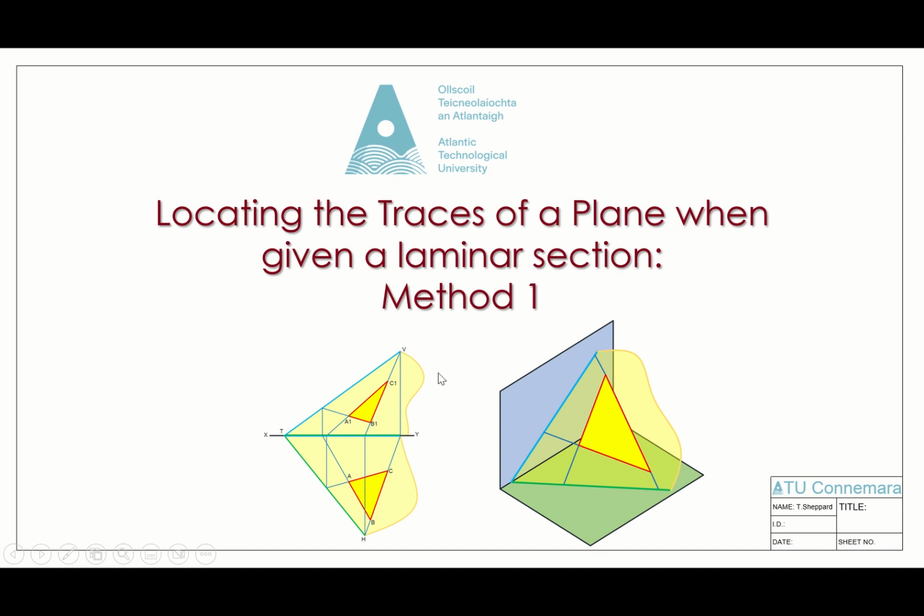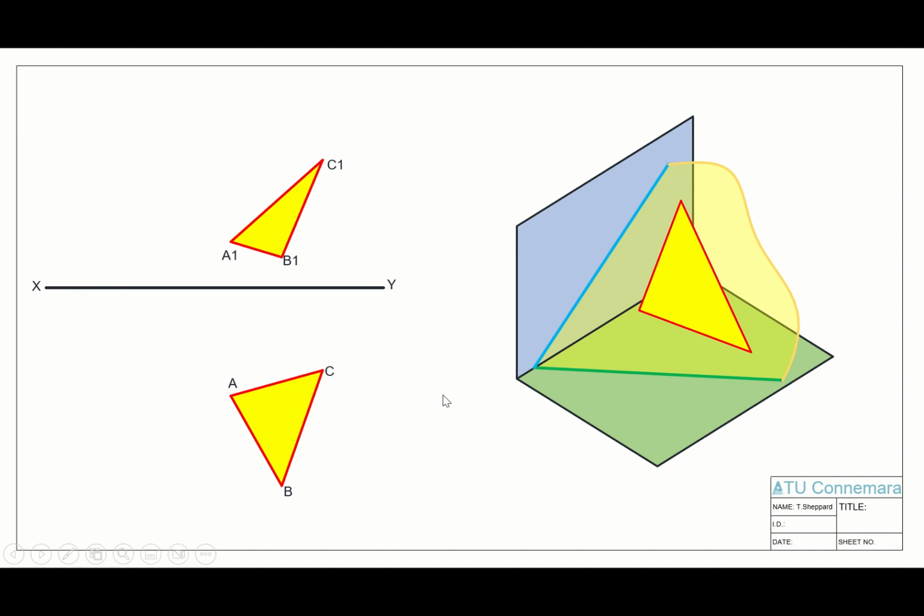So at the moment we're going to look at the simplest of all the methods for finding the vertical trace and the horizontal trace for the overall lamina. This method, which we call method 1, is simply extending the existing lines on our lamina until it meets the horizontal plane, which is the ground, where our horizontal trace is located, and onto the vertical plane, where our vertical trace is located. The vertical trace is the intersection between our plane and the vertical plane, and the horizontal trace is the intersection between the horizontal plane and our overall plane.